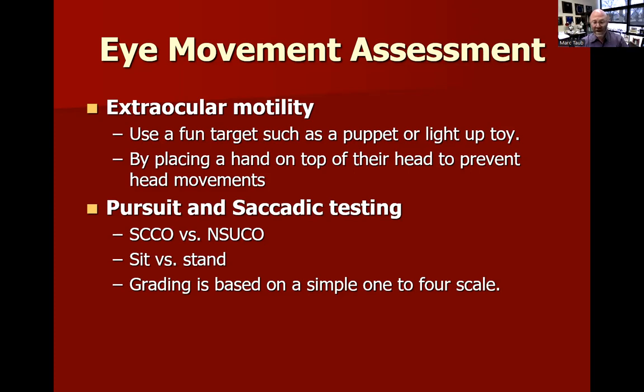For pursuits and saccadic testing, you have the SCCO versus the NSUCO method. Essentially, one is sitting and one is standing. If the patient is really low on the ASD spectrum, you may actually have to have them lay down on their back to get rid of gravity, because you really just want to assess the eye movements.